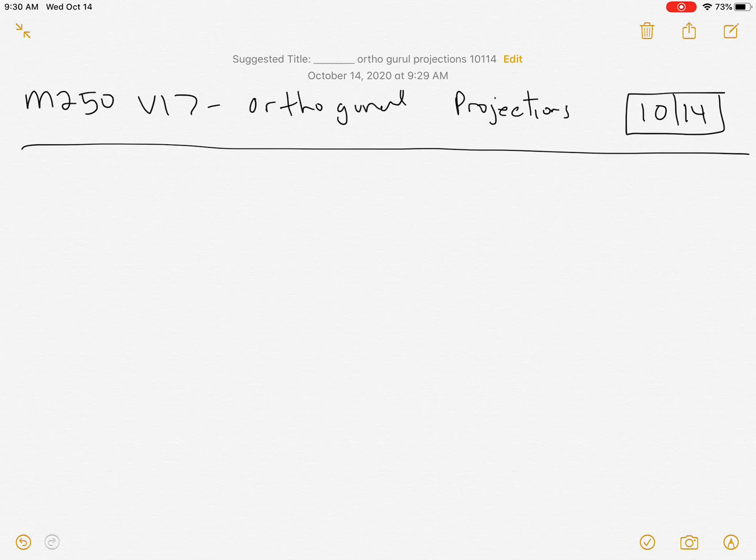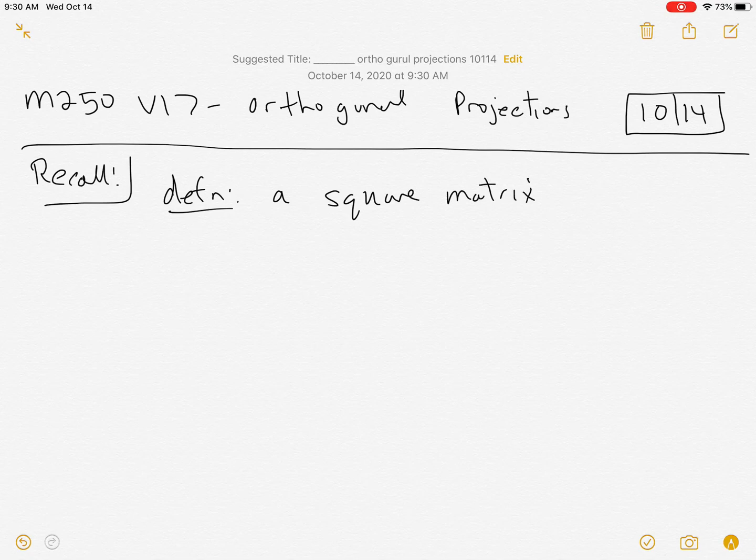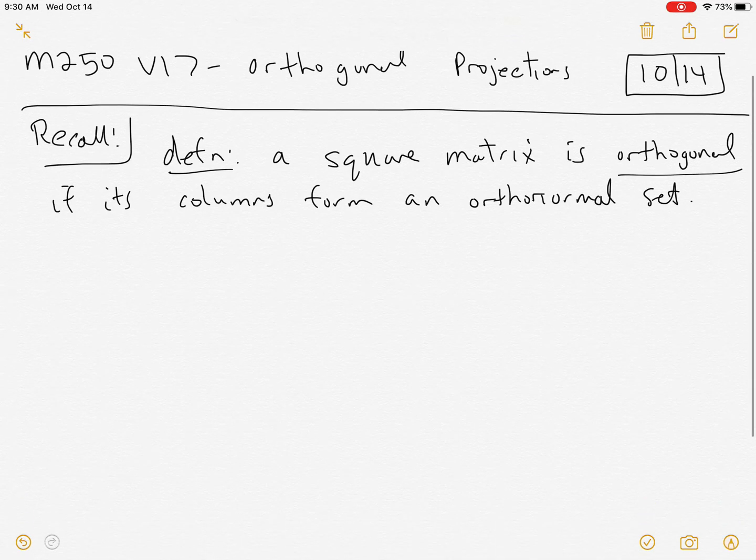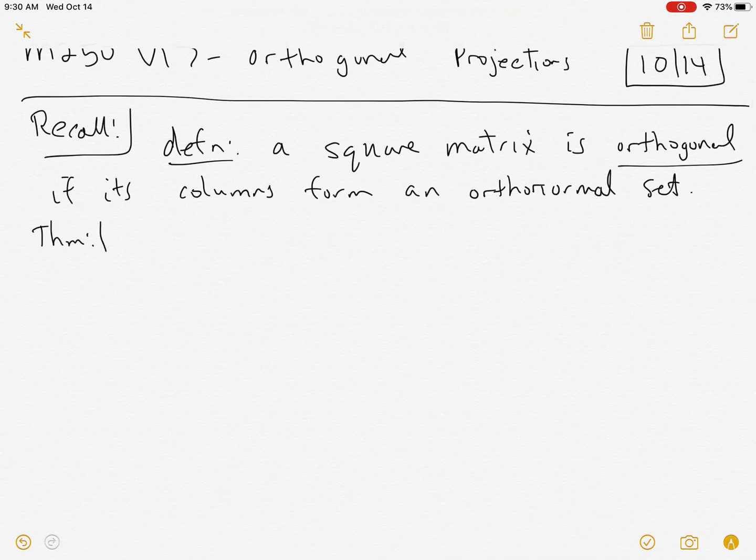Okay, here we are. I'm going to put some stuff together from the last video. I'll make it a recall, but try and put this all together. So here's a definition we had. A square matrix is orthogonal if its columns form an orthonormal set. Okay. And then there's a few theorems that go along with this.